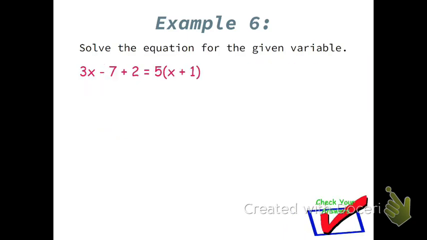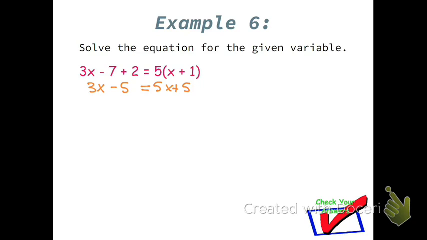All right, and another example. This time we have some like terms on the left. We can do the -7 and the +2. Remember, that's really like plus -7. So -7 plus 2 is -5. And then on the right, we can distribute. So we've done two things. We combined like terms and we've used the distributive property.